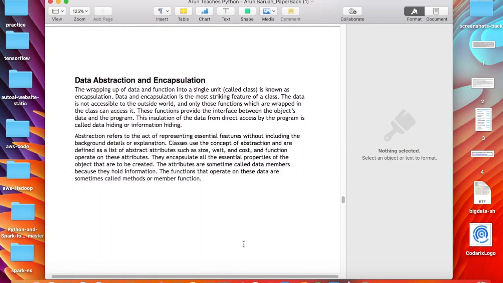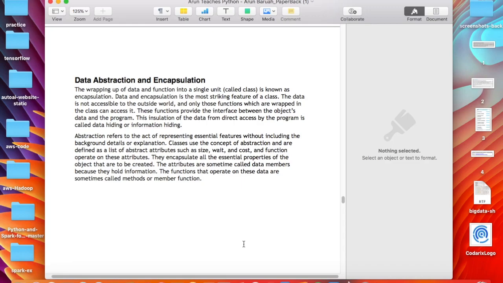Now let us discuss data abstraction and data encapsulation. You will certainly get an interview question on data abstraction and encapsulation.